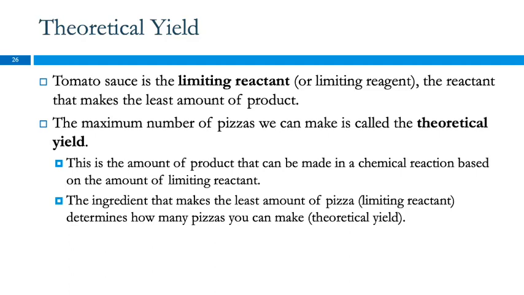It's the reactant that makes the least amount of product. The maximum number of pizzas we can make is the theoretical yield. So that's the amount of product we can make in a chemical reaction based on the amount of limiting reactant. The ingredient that makes the least amount of pizza, the limiting reactant, determines how many pizzas you can make, the theoretical yield.